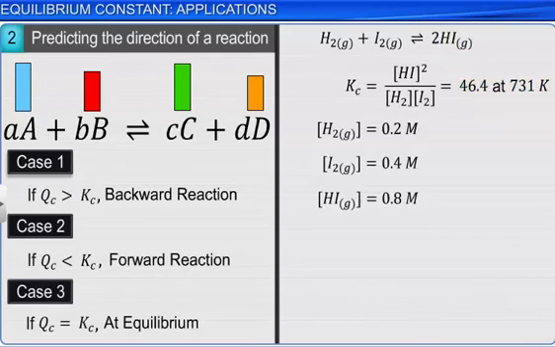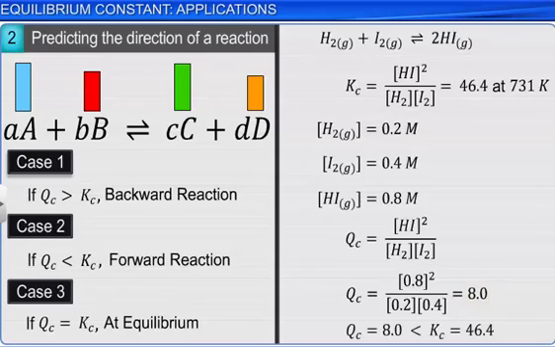As the value of the reaction quotient is smaller than the equilibrium constant, the reaction proceeds in the forward direction. It means that more of gaseous hydrogen and iodine react to form the product hydrogen iodide.